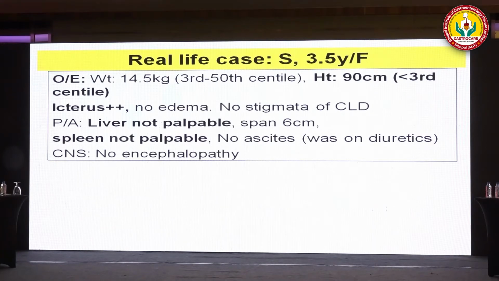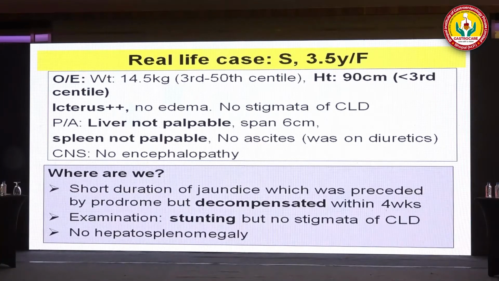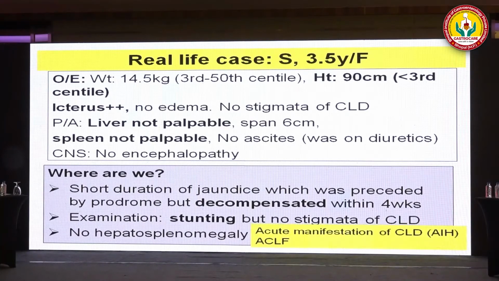She was having icterus, but no stigmata of chronic liver disease. On per-abdominal examination, she didn't have any hepatosplenomegaly either. And at the point when we examined, there's no ascites, child was on diuretics and neurologically normal. So where we are: short duration of jaundice of just 25 days, which was preceded by prodrome, but decompensated within 4 weeks. On examination, there is stunting, but no stigmata of chronic liver disease, no hepatosplenomegaly.